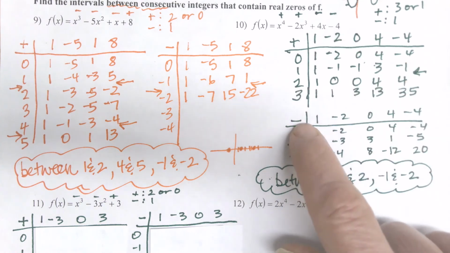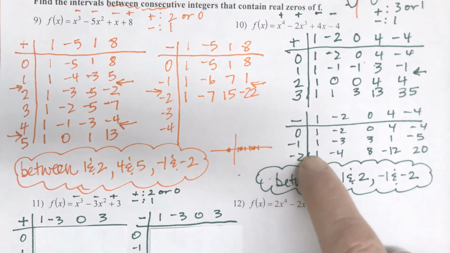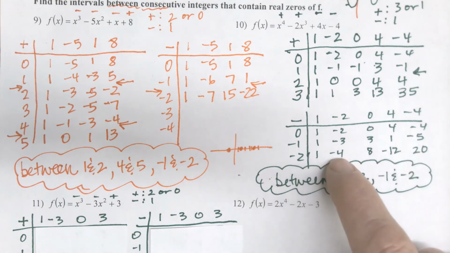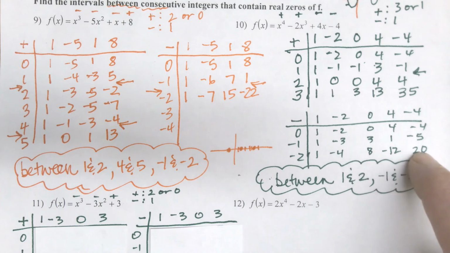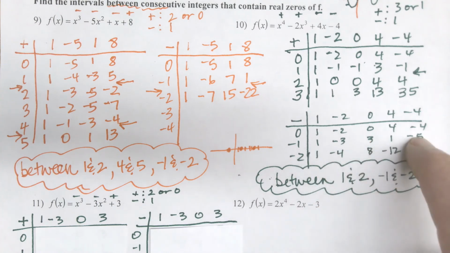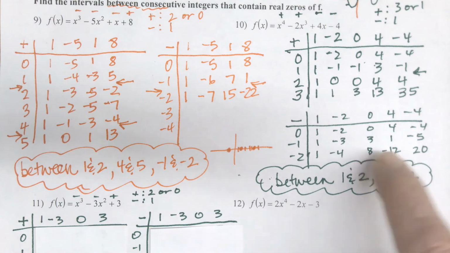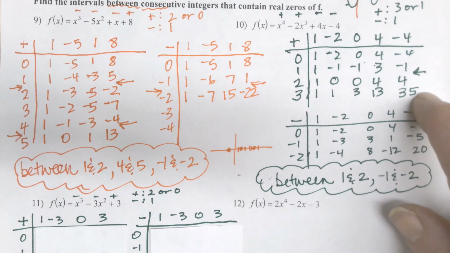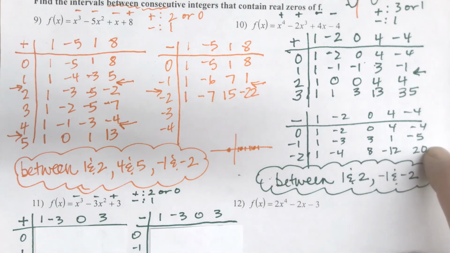When it comes to the negative side, I know to stop when I get to alternating signs. So it goes positive, negative, positive, negative, positive. Once I'm there, then I can stop. If you notice right above that, it was positive, negative, positive, positive, negative. So once I get to alternating signs. So when you get all one sign on the positive end, you know you can stop. When you get alternating signs on the negative end, you know you can stop.